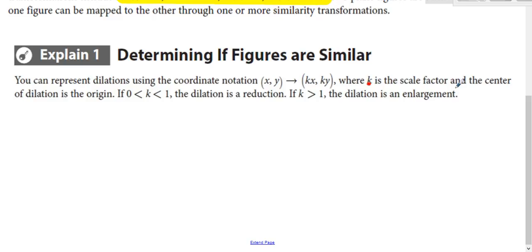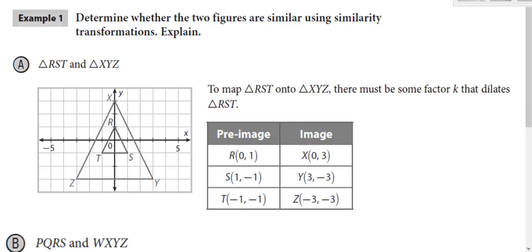The center of dilation is the origin. That's kind of important here. So you can just multiply by whatever the scale factor is to the coordinates, and that would be the new coordinates after the dilation. So if we are to determine if two figures are similar using transformations, we're just going to check the pre-image with the image.